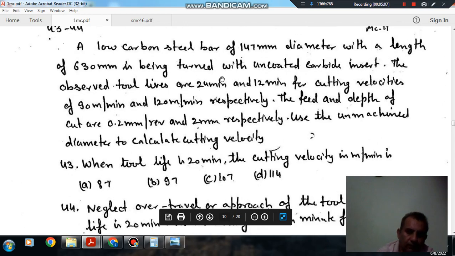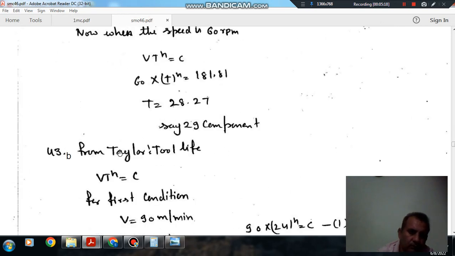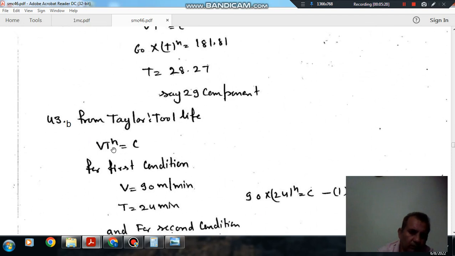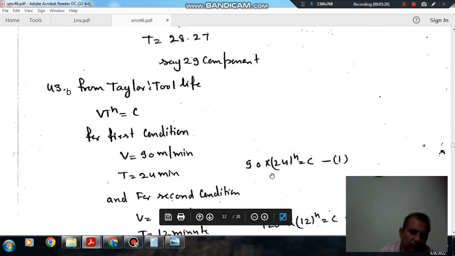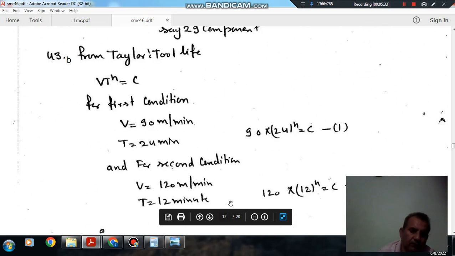So when the speeds are 90 and 120, the tool lives are 24 and 12. Using these two and Taylor's tool life equation, we find the constants of Taylor's tool life, that is n and C. So V is 90 and T is 24. The equation is 90 into 24 raised to n equal to C, and for the second condition it will be 120 into 12 raised to n is equal to C.